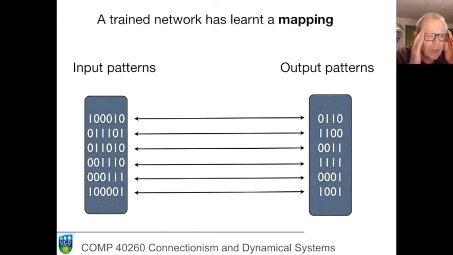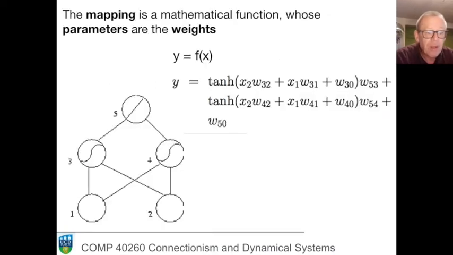So, for revision, a trained network, when it's well trained, will have learnt a mapping such that the desired output patterns, seen on the right, appear at the output units when the input patterns, seen at the left, are presented. Now, the mapping that it's learnt is, strictly speaking, a mathematical function. It's just learning to do sums. And the parameters of this function are the weights. The variables in this function are the x values, that is, the inputs.